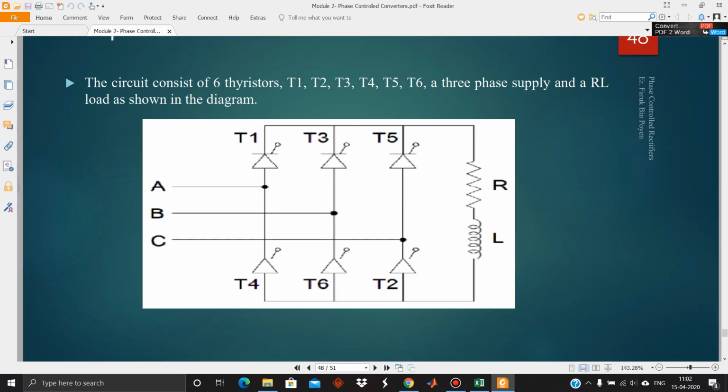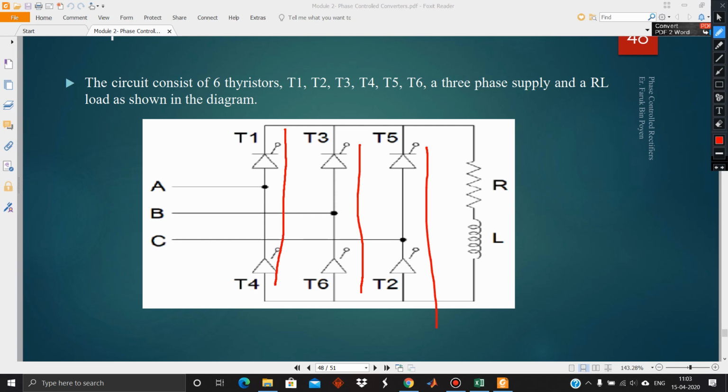So this is the circuit diagram. It looks like a bridge type arrangement. Definitely it is a bridge arrangement. In one leg there are 2 thyristors, so with 3 legs there are 6 thyristors. And what type of load is there? It is an RL load. An R load is also possible.